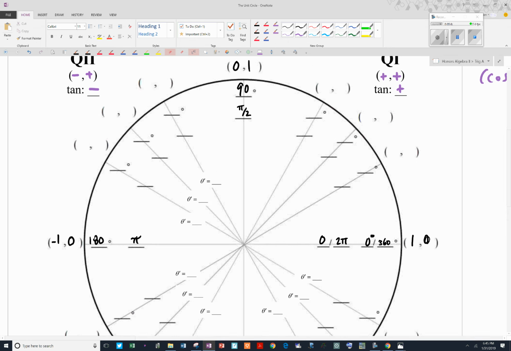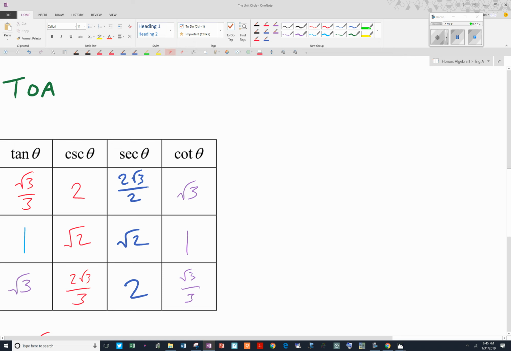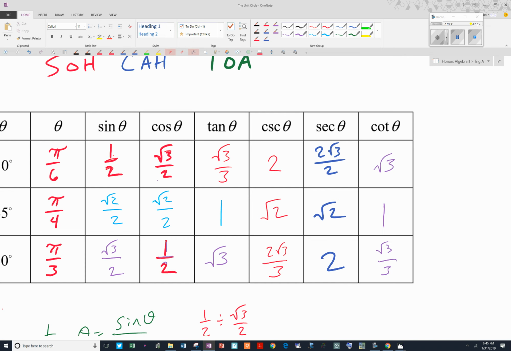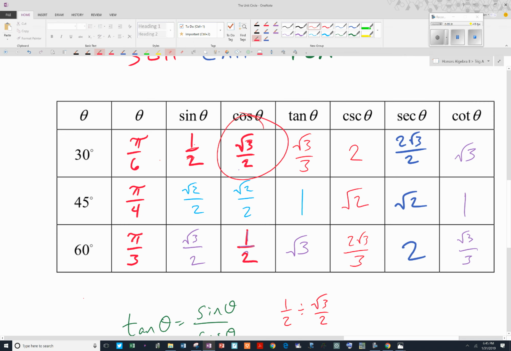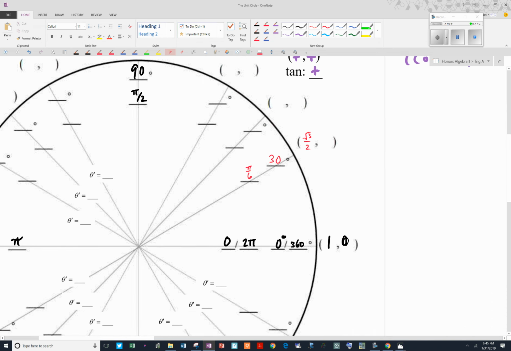is in the first quadrant, all of our cosine and sine values are going to be positive. Let's start by looking at 30 degrees here. This would be 30 degrees, or pi over 6. We're going to put the cosine value first, which would be square root of 3 over 2. Where am I getting that from? Well, from that trig table that we filled out over here. Cosine of 30 degrees, square root of 3 over 2. Okay, so I'm just using those ideas to help fill this out.